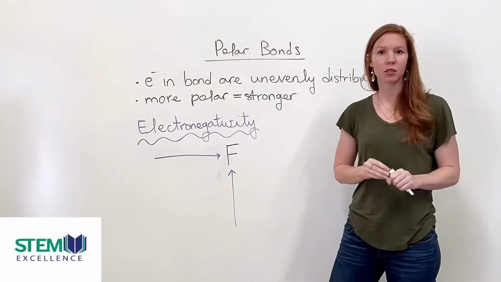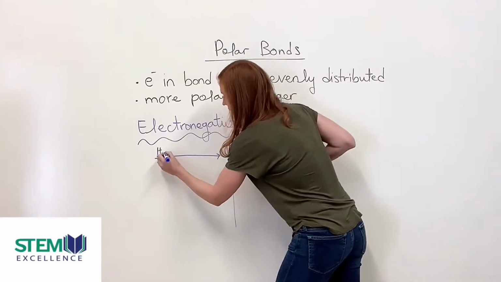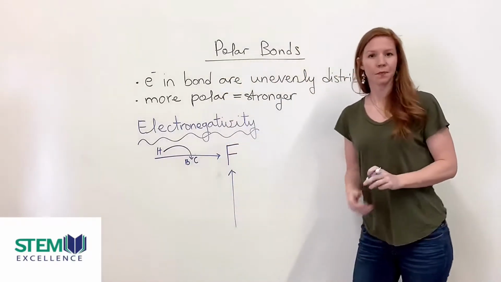The only exception is hydrogen. Hydrogen is always an exception. It slips right in between boron and carbon.